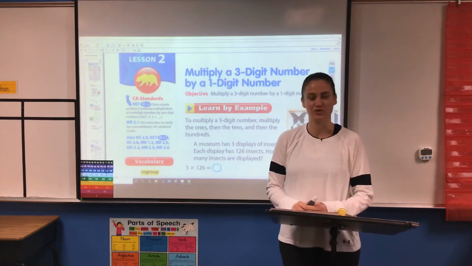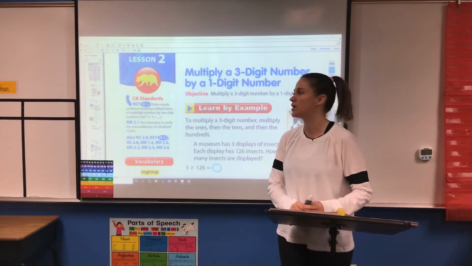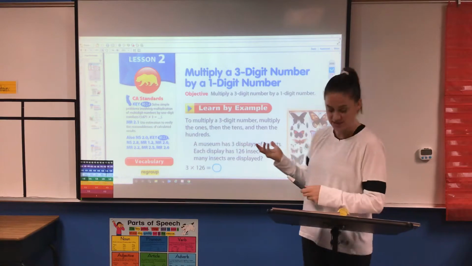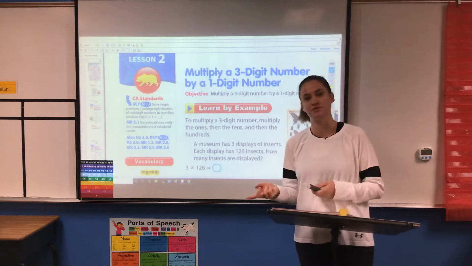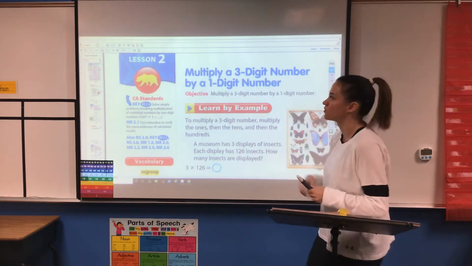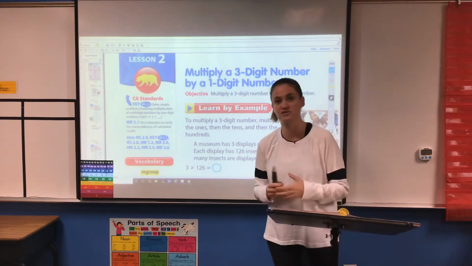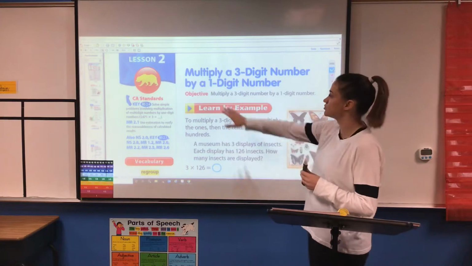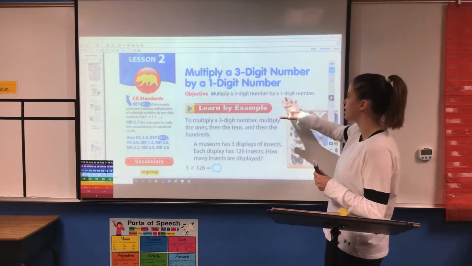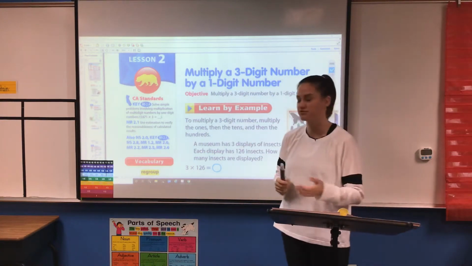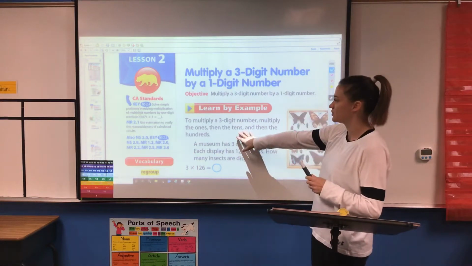It is Tuesday, March 31st, and we are going to look at our math lesson on page 450, 451 in your hard math books. We're on lesson 21.2, and today is a continuation of yesterday's lesson. It's multiply a 3-digit number by a 1-digit number. That's our objective for today. We're going to go ahead and learn by example.